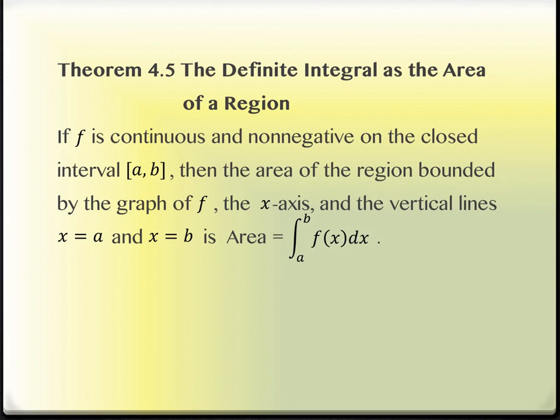This is Theorem 4.5, the definite integral as the area of a region, all leading up to this. If f is continuous and non-negative on the closed interval [A, B], then the area of the region bounded by the graph of f, the x-axis, and the vertical lines x = A and x = B, that's my picture, equals the integral from A to B of f of x dx.